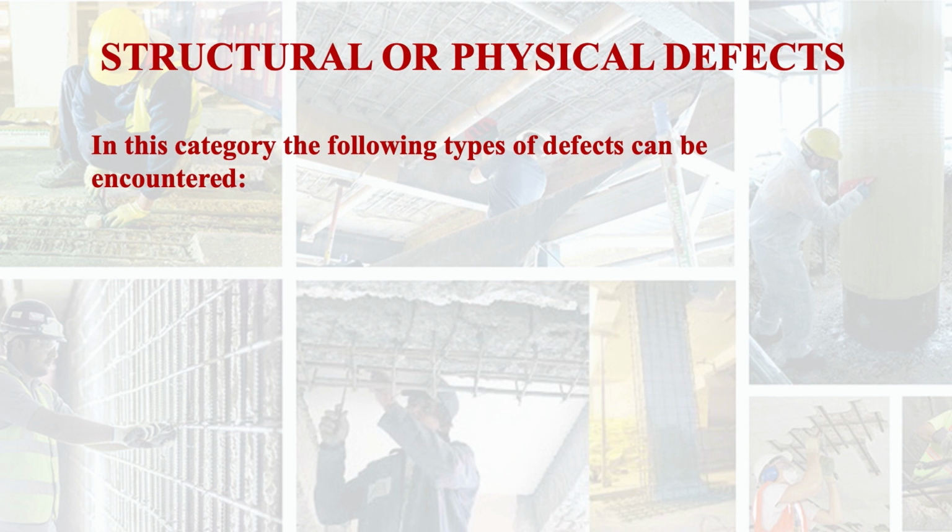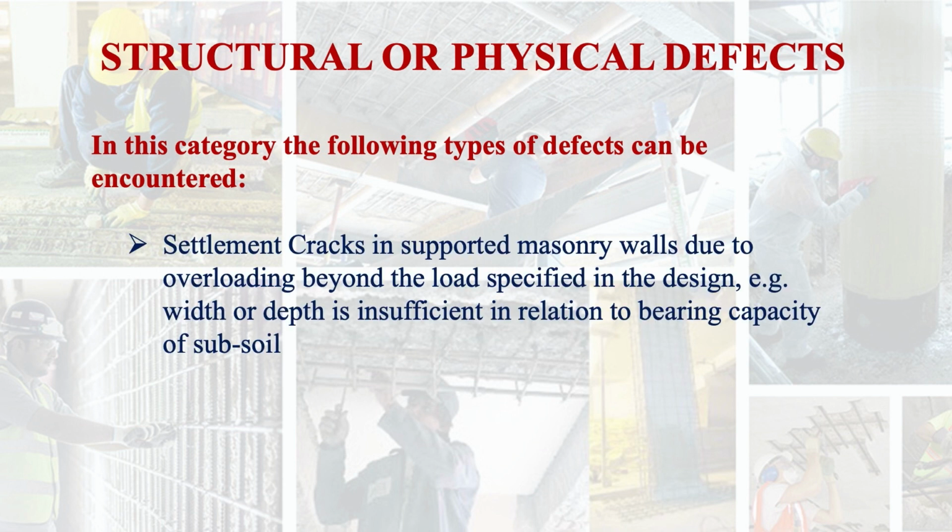In this category, the following types of defects can be encountered. First one is settlement cracks. Settlement cracks in supported masonry walls due to overloading beyond the load specified in the design, that is, width or depth is insufficient in relation to the bearing capacity of the subsoil. If this is the case, then there will be settlement, and due to that the cracks will appear, which you will call settlement cracks.